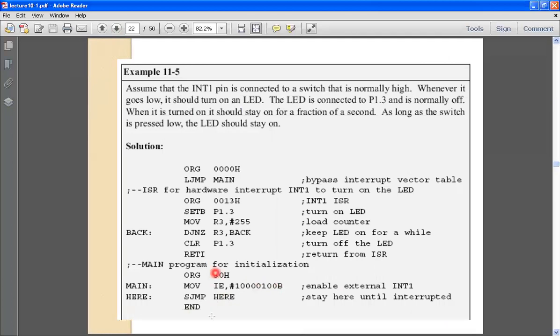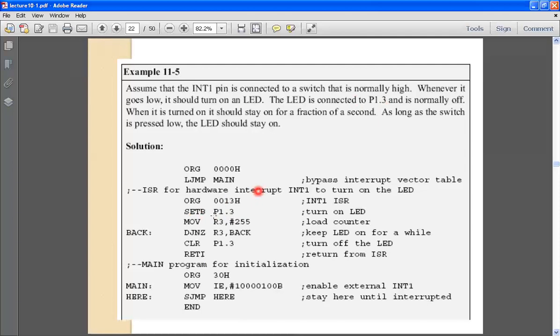Here we are just enabling the processor for external hardware interrupt. Whenever external hardware interrupt 1 occurs, it jumps to its interrupt vector location, which for external hardware interrupt 1 is 0013H. So the microcontroller stops its task and jumps to the interrupt location of external hardware interrupt 1, that is 13H. And our task is what? Turn on the LED. So that is SETB P1.3, because the LED is connected to P1.3.